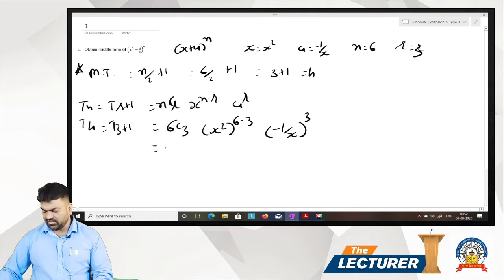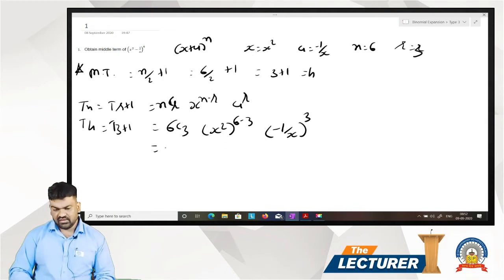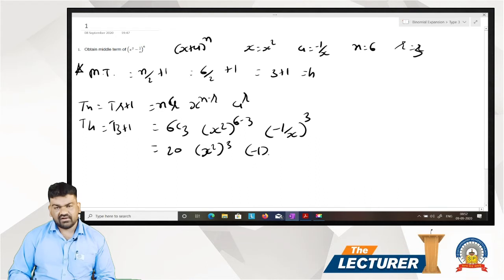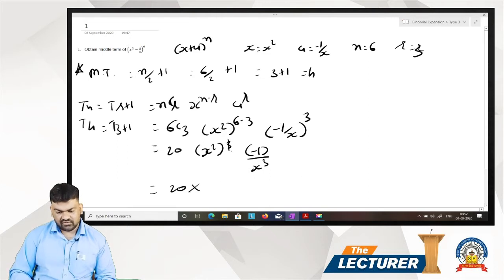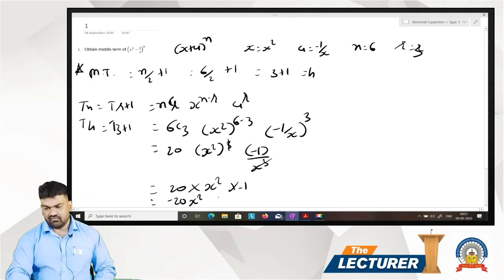6c3, 6 multiplied by 5 multiplied by 4 by 3 by 2 that is 20. X square raised to 3, minus 1 raised to 3 that is minus 1 divided by x cube. 20, this is cube, cancel it. X square multiplied by minus 1. So minus 20 x raised to 2. This is your first answer.